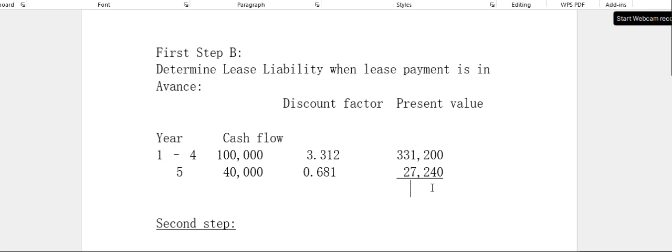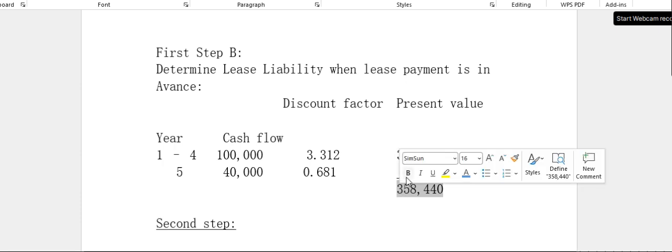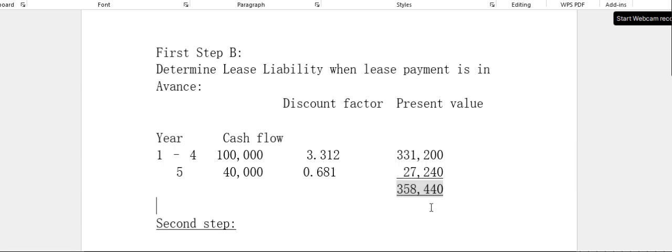I've done the wrong thing. 358,440. Thank you. You can see that for 4 years now, the lease liability has reduced. Is that not so? Because payment was made in advance.